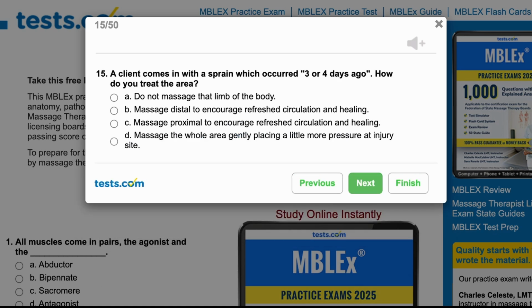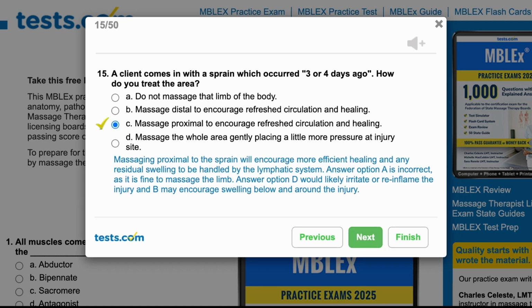Question 15. A client comes in with a sprain which occurred 3 or 4 days ago. How do you treat the area? A. Do not massage that limb of the body. B. Massage distal to encourage refreshed circulation and healing. C. Massage proximal to encourage refreshed circulation and healing. Or D. Massage the whole area gently, placing a little more pressure at injury site.